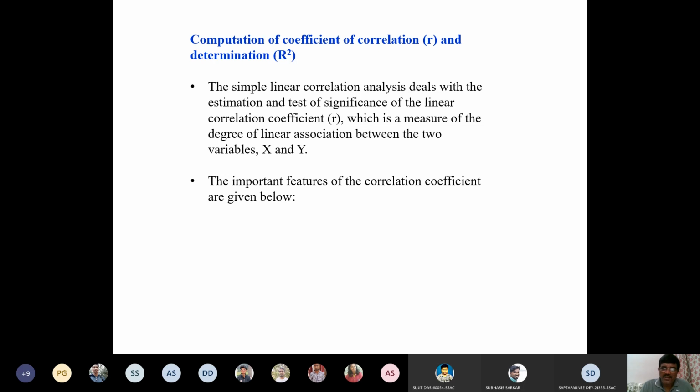You can use either. But these days, people and Excel, most of the time, use capital R for the correlation coefficient and capital R square for the coefficient of determination. So don't worry. If you use small r or capital R, it is not going to make a difference. The values will remain the same.